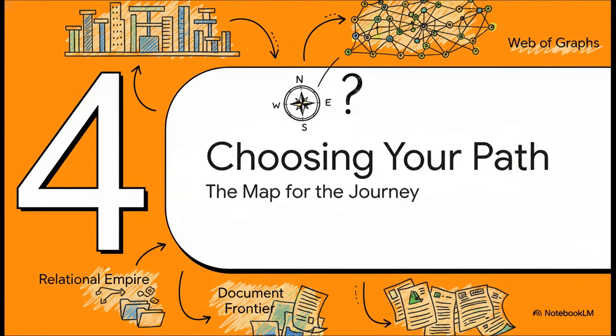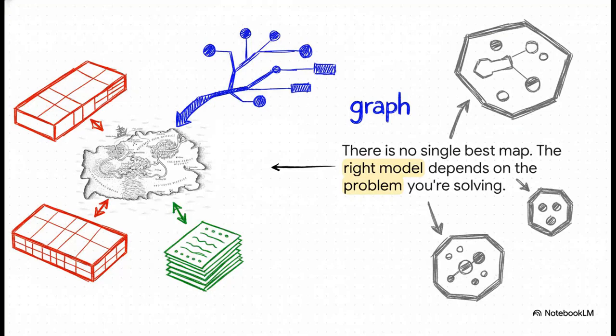Okay, so we've been on quite a journey, haven't we? We've explored the structured relational empire, the flexible document frontier, and the interconnected web of graphs. So how do you pick the right path for your own project? And here's the big takeaway. There is no single best map. The right data model depends completely on the shape of your problem. If your data is highly structured, full of one-to-many relationships, the relational model is fantastic. If it's mostly self-contained documents, the document model is probably your best bet. And if it's all about a web of connections, the graph model is just the most natural fit.